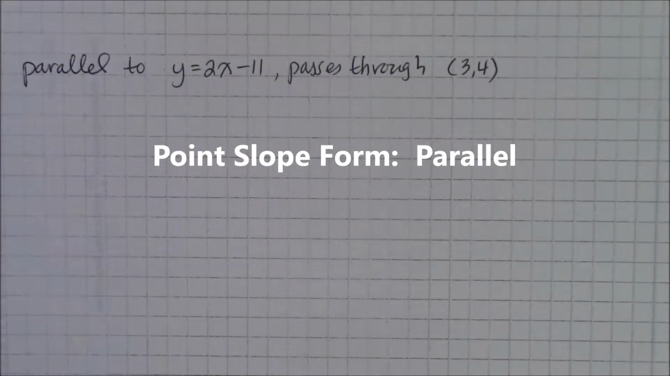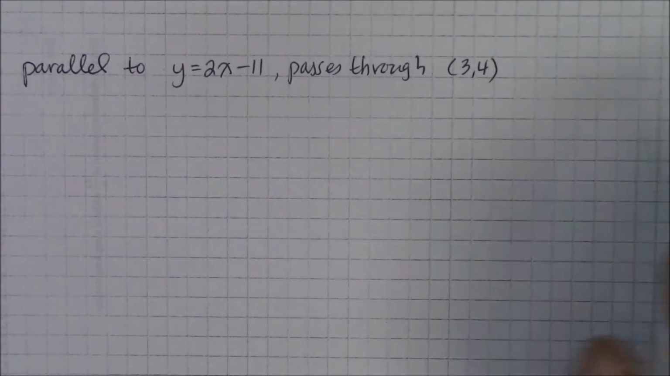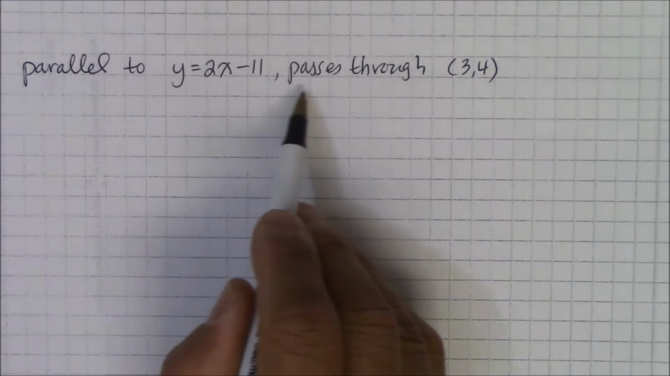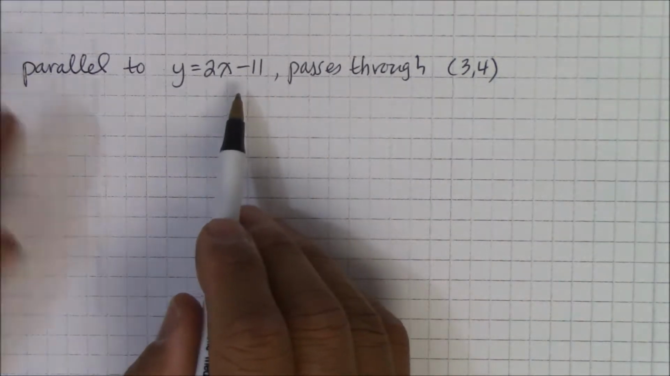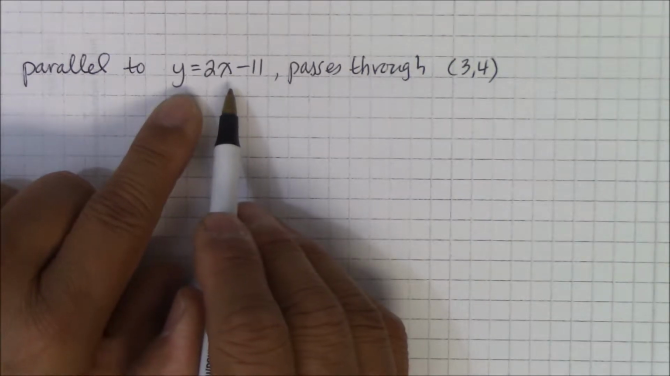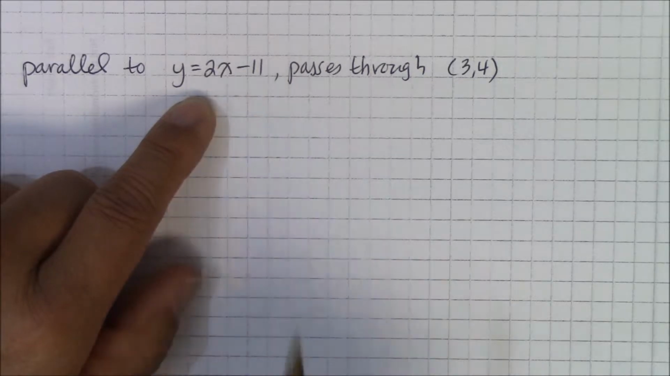Hi! This instructional video is about writing linear equations in slope-intercept form. In this case, what we're trying to do is write the equation that is going to be parallel to this equation. This is the one that students are confused by.